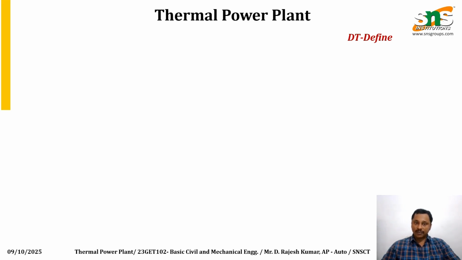In a thermal power plant, coal is used as the heat source to convert water into superheated steam. That is why it is called a thermal power plant.